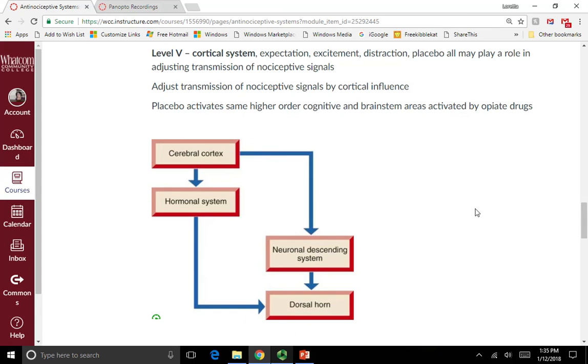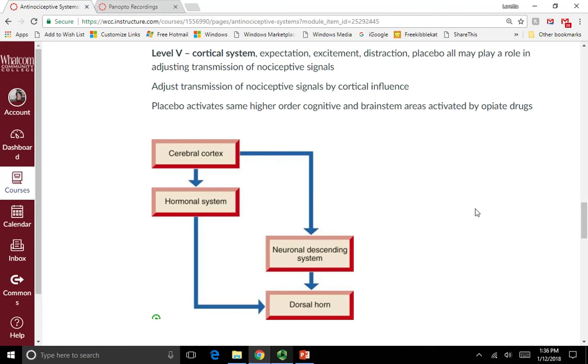Level 5 is the cortical system. So this involves our cerebral cortex. Expectation, excitement, distraction, and placebo all may play a role in adjusting transmission of nociceptive signals. So we're using our higher functions, our cortical function, to adjust the transmission of nociceptive signals. The placebo activates the same higher order cognitive and brainstem areas activated by opiate drugs.